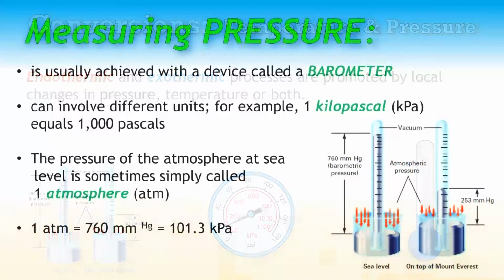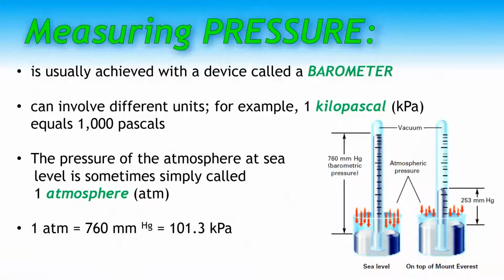To measure pressure, the traditional way to do it is with a device called a barometer. Pressure can involve different units. For example, 1 kilopascal, kPa, equals 1,000 pascals. These are both metric units. But the pressure of the atmosphere at sea level is sometimes simply called 1 atmosphere, a non-metric unit. And 1 atmosphere equals 760 millimeters of mercury, which in turn equals 101.3 kilopascals.